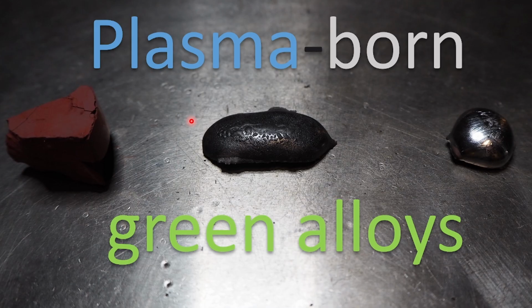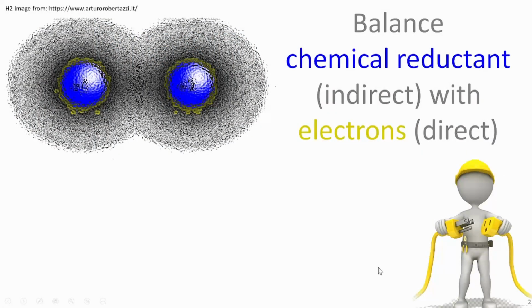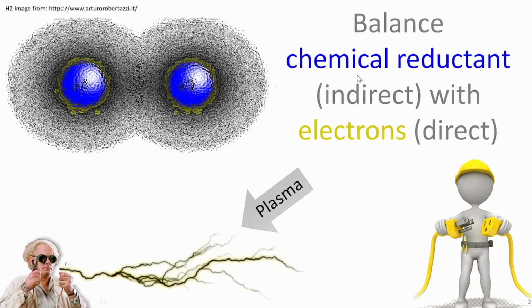I would like to talk a little bit about plasma-borne green alloy making. The idea behind using plasma states for iron oxide and generally for transition metal oxide reduction lies in balancing the chemical reductant content, usually for instance green hydrogen, with electrons. And the electrons are used to bring the reductant gas, again usually hydrogen, into an excited state. And you will later see what that exactly means.